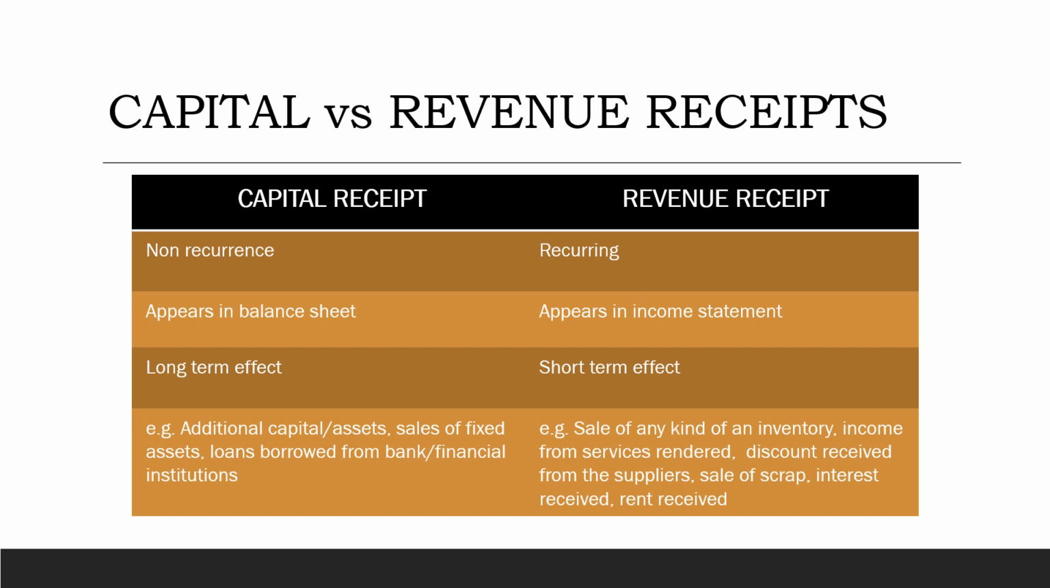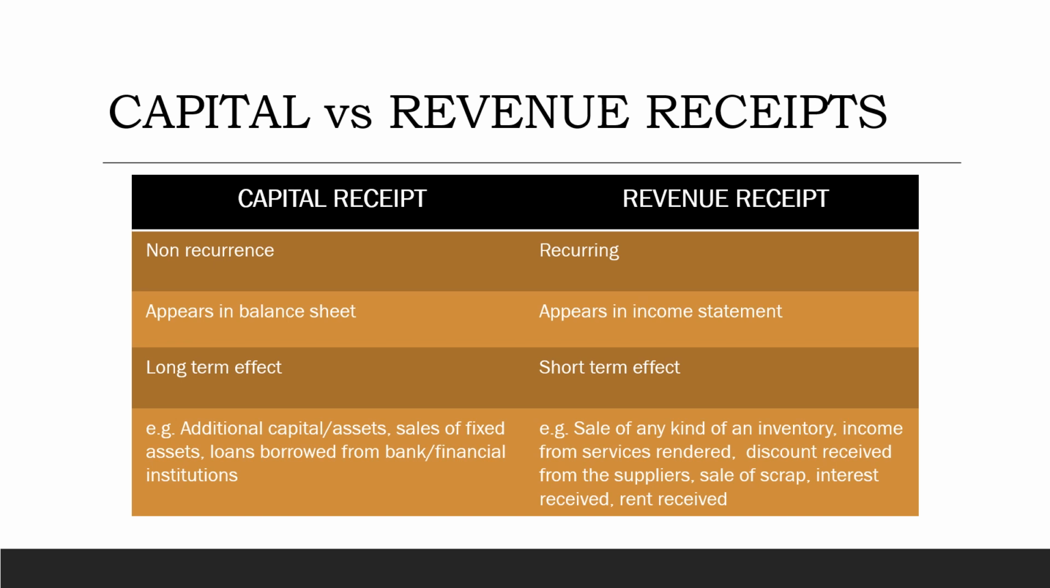So capital receipt, how to determine? Normally it is non-recurrent, it is one time only. Let's say you want to dispose a car. If you are a lecturer like me, if I want to dispose my car, probably I want to change to a new car, so it is non-recurrent, it does not happen every day. Probably after 5 years, then only I will get a new car again.